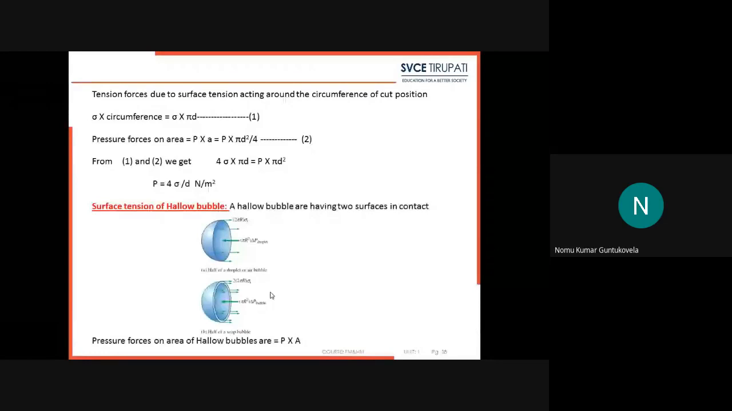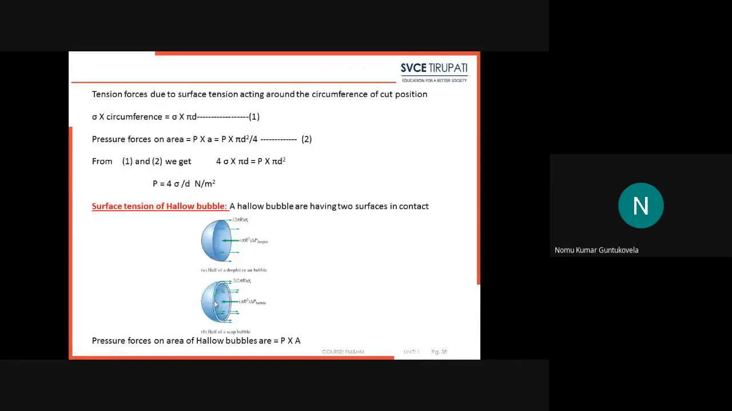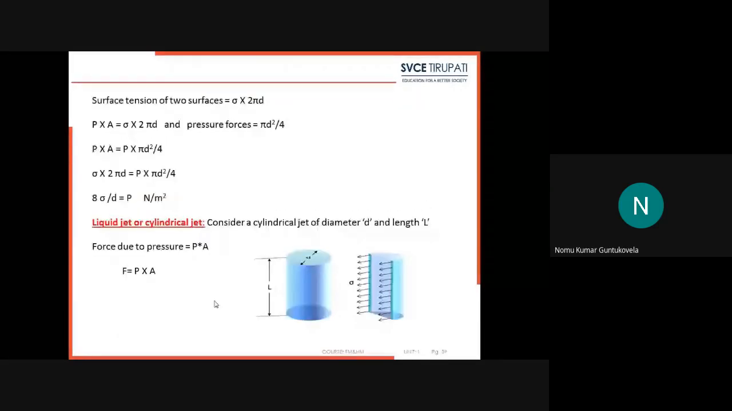Now the hollow bubble. Here we have two diameters, an internal diameter and an external diameter, and the surface tension acts in the same way. We have the pressure forces and surface tension forces, that is P into A equals sigma into 2 pi d, because we have two circles, two diameters. In the liquid droplet we had only one circumference, but here we have 2 pi into d, equals P into pi d square by 4.